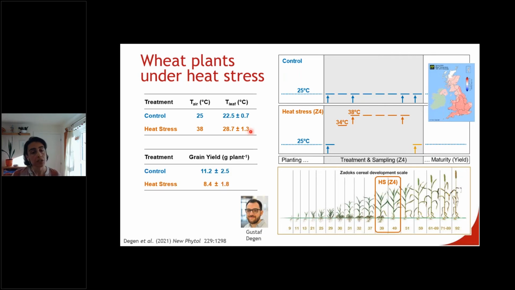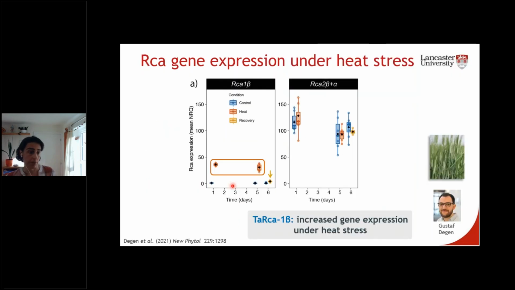He also returned the plants to control conditions after the heat wave and then monitored their development through maturity and measured grain yield, and saw that having experienced that heat wave at this vegetative growth stage led to a decrease in the grain yield that plants attained at the end. So the heat stress was effective. What happened to Rubisco activase expression?